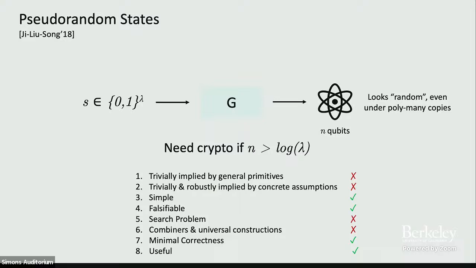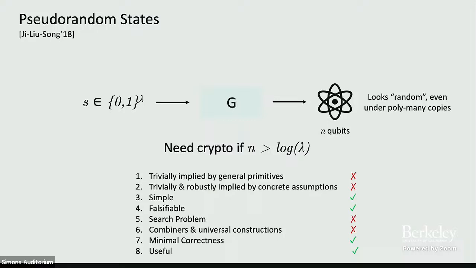Okay. So how does it fare against my criteria? Trivially implied by general primitives, this is not true. The constructions we have go through pseudorandom functions, and I think they all go through pseudorandom functions, certainly the original ones did. And this required not only something like Goldreich-Levin and GGM and all that to get classical pseudorandom functions, but they actually needed to be secure against quantum queries. Which means you need a quantum version of Goldreich-Levin, you need a quantum proof of GGM, which all those require their own papers.